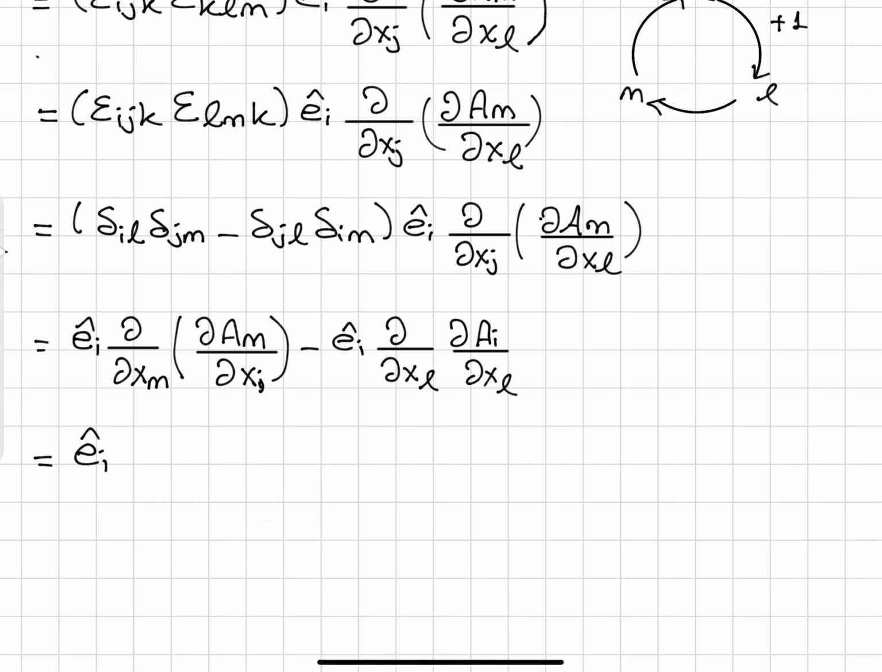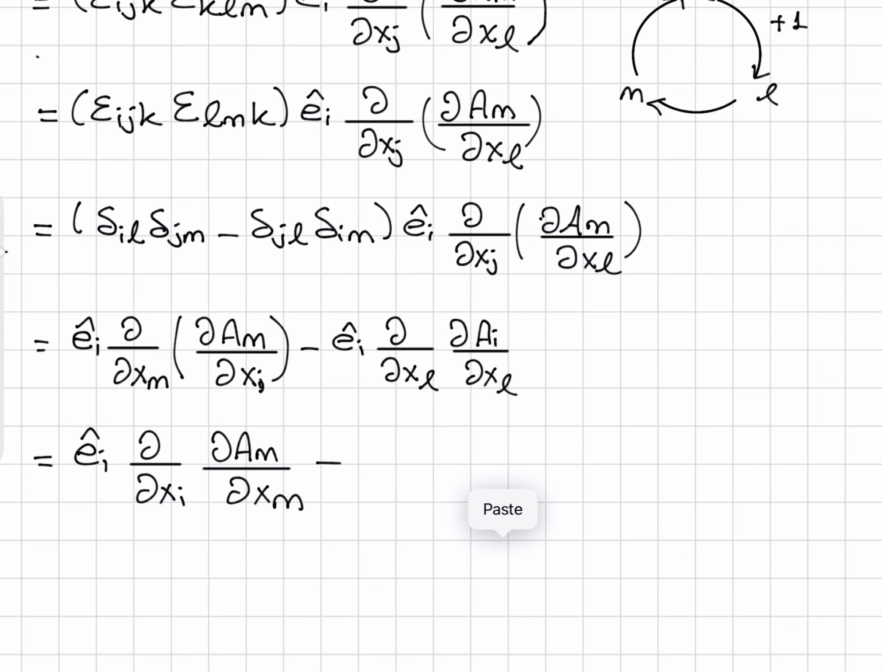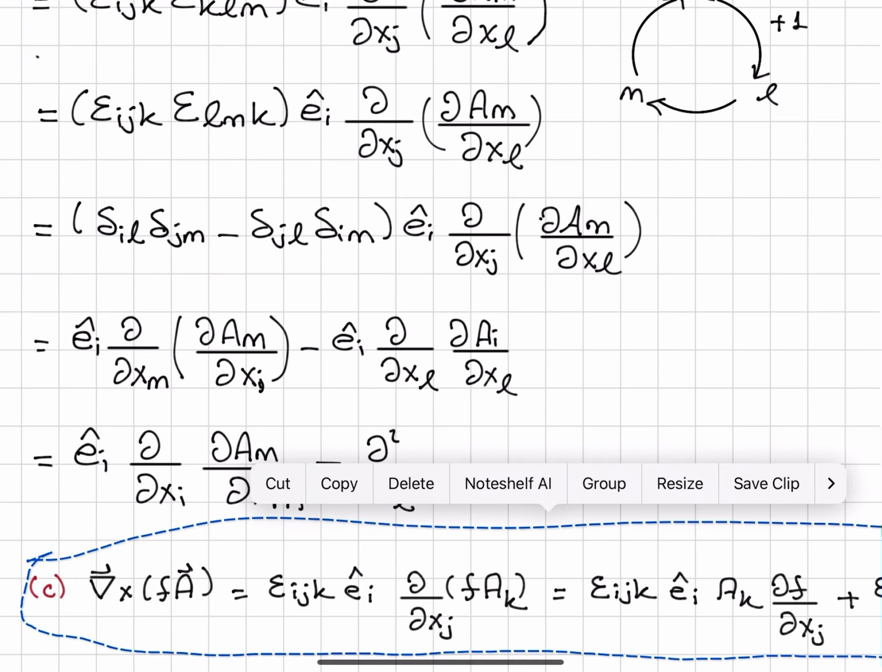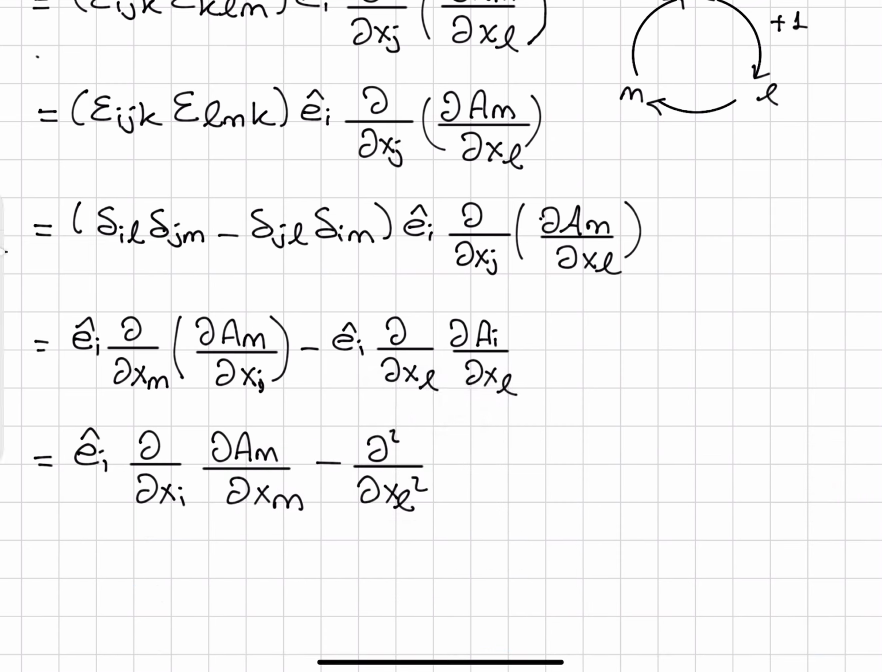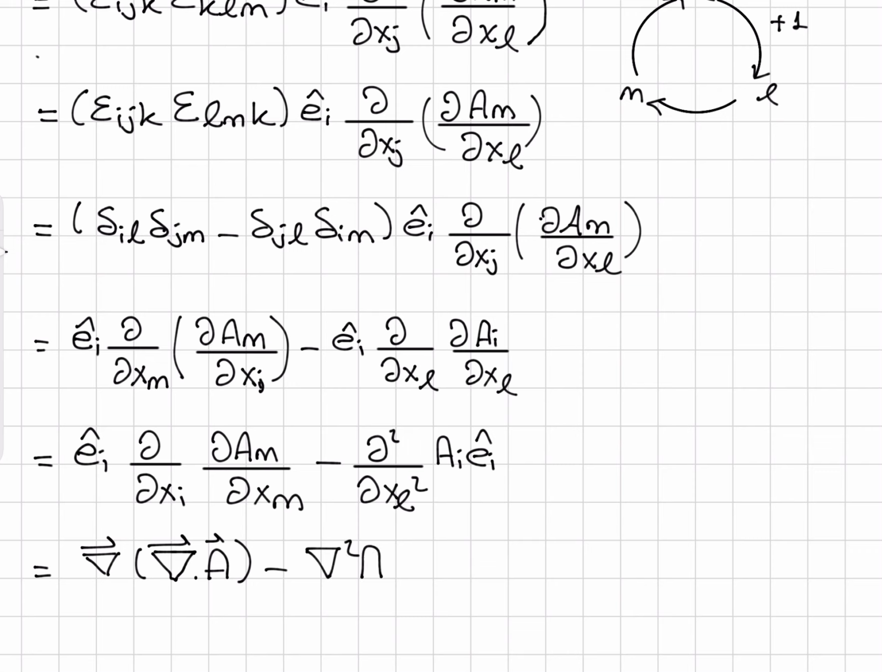e_i hat. Now you can see that the order of the derivatives doesn't matter, so I can reorder it as del x_i, del a_m, del x_m, which is the gradient of the divergence, minus, then I can do a second derivative, del squared, del x_l squared, applied to vector a_i e_i hat, and that is equal to gradient, e_i hat del x_i of del a_m del x_m, that's the divergence of A, minus the Laplacian del squared applied to vector A.